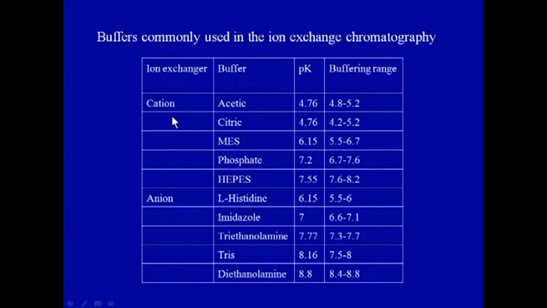This table gives you some commonly used buffers with cation and anion exchange chromatographies. For example, with cation exchange you can see acetic, citric, MES, phosphate and HEPES buffers are used, while with anion exchangers you can see histidine, imidazole, triethanolamine, Tris, and all these buffers are used. So, you have to worry about which kind of buffer will not interfere with the particular type of exchanger that needs to be used.